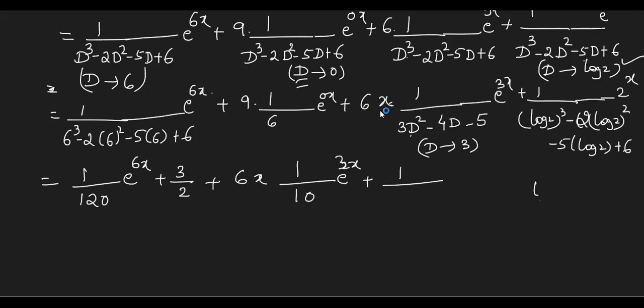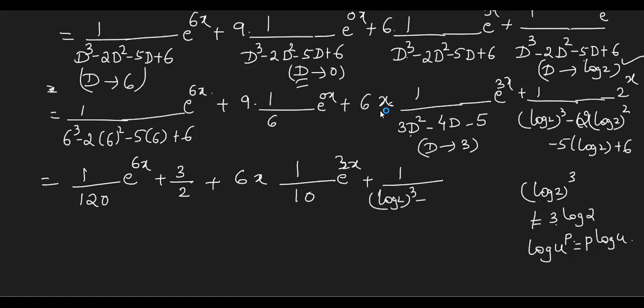Now can you simplify log 2 whole raised to 3? Can it be written in a simple format? 3 into log 2 is wrong. You cannot write it as 3 log 2, because the property is log of u raised to p, not the whole raised to p. Log of u raised to p is p log u. You don't have any property for this. So write it as it is, and don't take trouble calculating in the calculator and writing the value. Keep it the same.